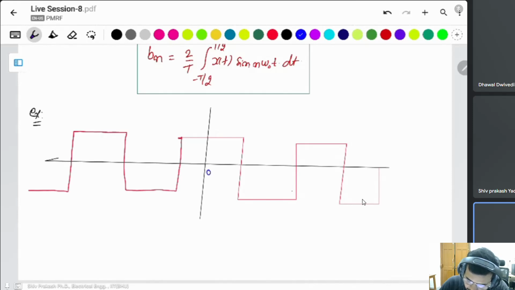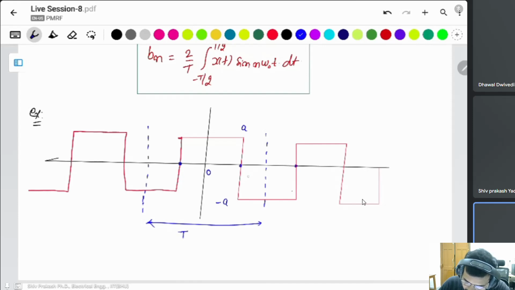This is the 0. Magnitude of this one, suppose A, this will be negative side is minus A. Time period is started from here to here. This will be total time period. Here you can say half of this one. Half of this one is the time period. This is the total time period T.